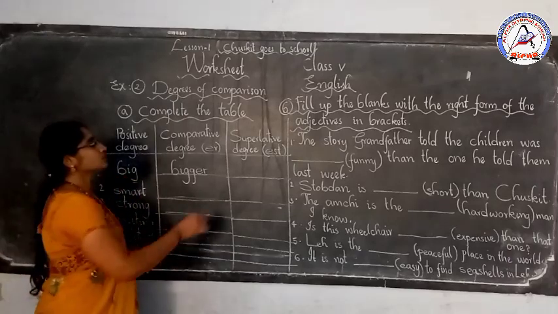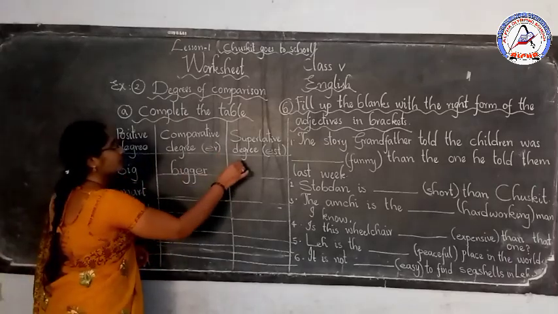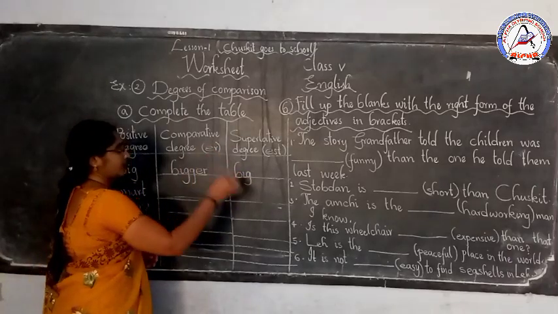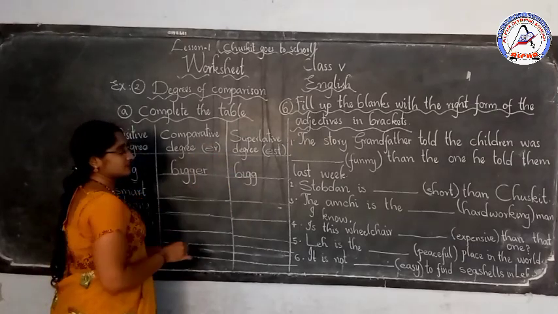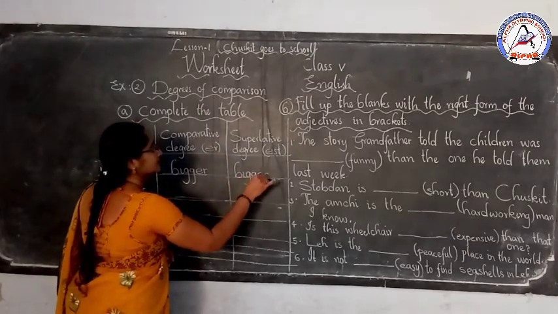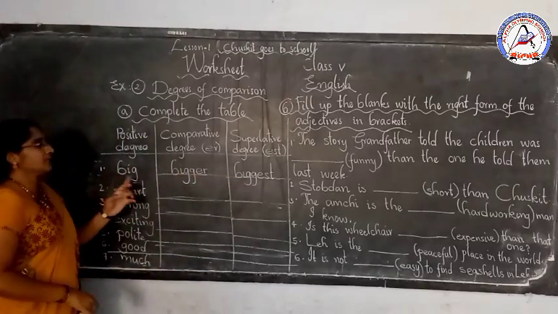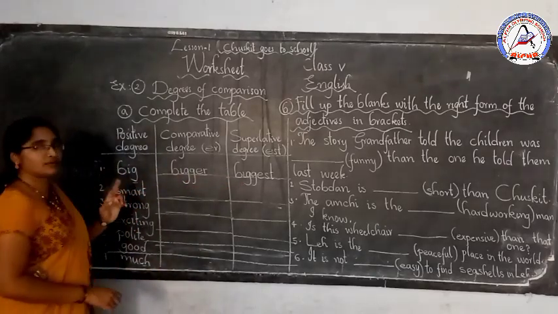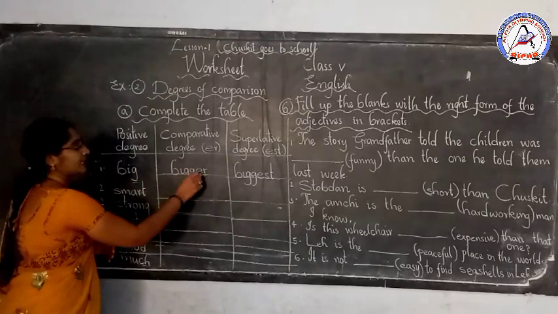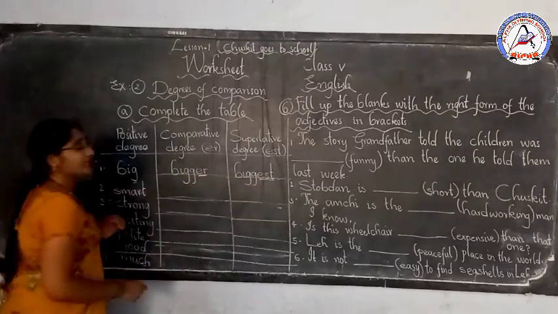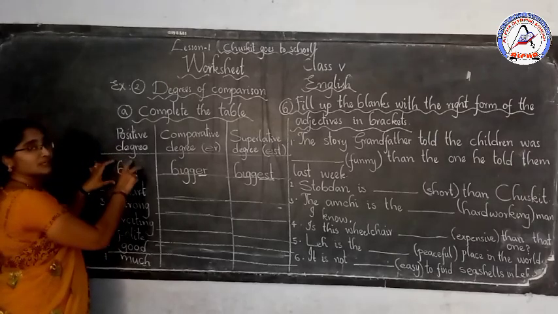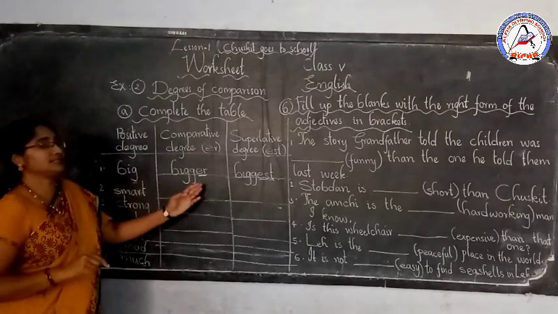Then what is the superlative form? How will you make the superlative form? Write big, then once again write G, then add est. This is the superlative form: big, bigger, biggest. How did we get this? We have just added ER and est. Why? Because this is a one syllable word. Small words will get only ER and est.